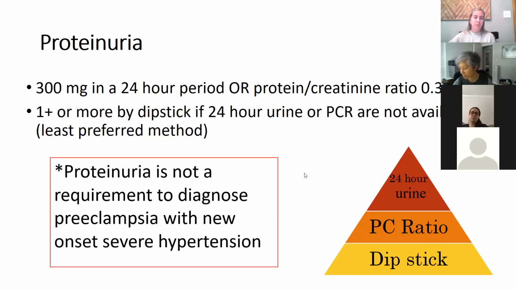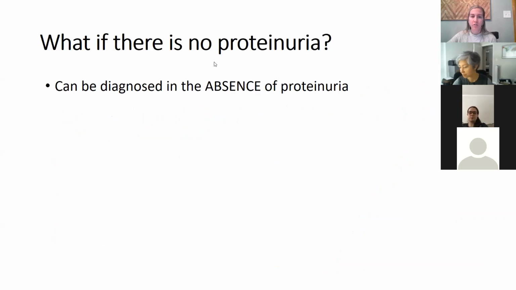And just a reminder, proteinuria is not a requirement to diagnose preeclampsia with new onset severe hypertension. So just remember, it is not always required to say that a patient has preeclampsia for proteinuria. I've said this like 3 times, so you're probably wondering, this lady's crazy about the no proteinuria thing. So what if there is no proteinuria? Remember, it still can be diagnosed in the absence.